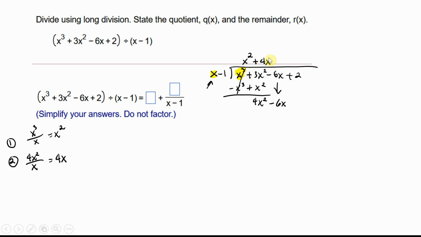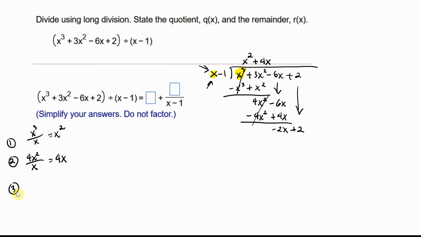So then I multiply 4x times that binomial. So 4x times x is 4x squared. 4x times minus 1 is minus 4x. Draw a line and subtract. Becomes negative. Negative times negative is positive. Well, 4x squared minus 4x squared cancels out. Here, this is negative 2x. Bring down that last term, plus 2.